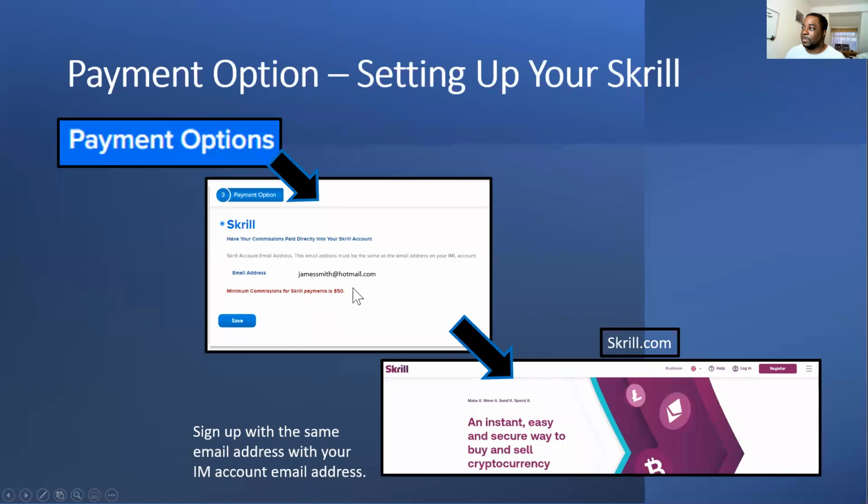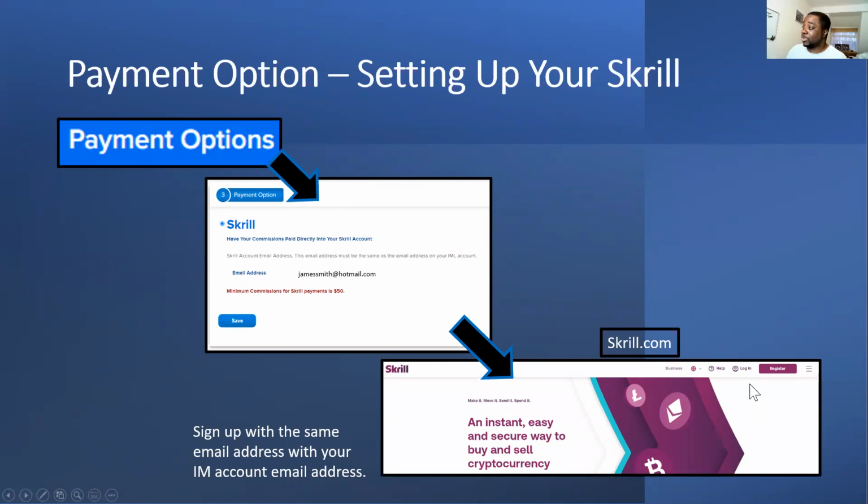Now, you can see what I said before. The minimum commission for Skrill is $50. So you've got to get paid fortnightly if you're P150. But you've got to make sure that the email address on your IM account is the same that you're going to sign up with your Skrill.